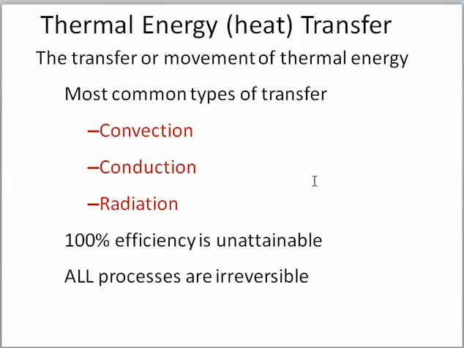Thermal energy, heat transfer. The transfer or movement of thermal energy. Most common types of transfer: convection, conduction, and radiation. 100% efficiency is unattainable. All processes are irreversible. So we're going to go here in a little bit. We're going to talk more about these three: convection, conduction, and radiation.